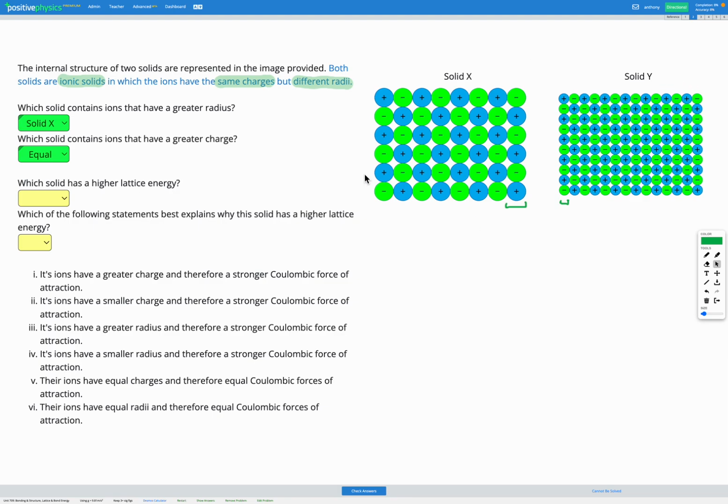So according to Coulomb's law, solid Y would have a higher lattice energy. That means it would take more energy to break it apart. The reason is that its ions have a smaller radius and therefore a stronger Coulombic force of attraction, which is option 4 below.